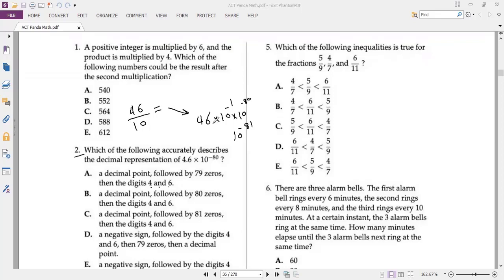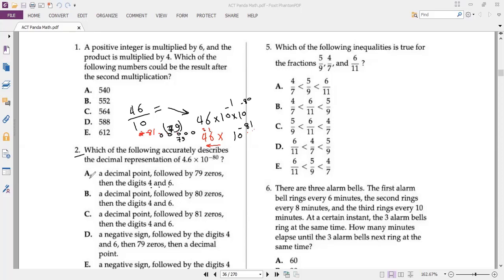Rewrite it. So we move the decimal point to the left. How many digits to the left? 81 digits. So 1, 2, up to 81. So after the decimal point, how many zeros? This is the question. This should be 79 zeros because we have 80, 81 here. So we have 79 zeros.